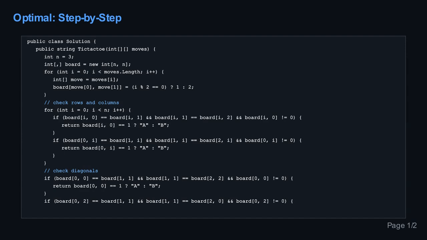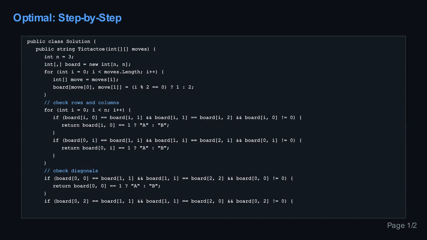Then, 1 1 by player A. Add 1 to rows at 1, columns at 1, and both diagonals. No win yet. Next, 2 1 by player B, subtract 1 from rows at 2 and columns at 1. Finally, 2 2 by player A. Add 1 to rows at 2, columns at 2, and the main diagonal.